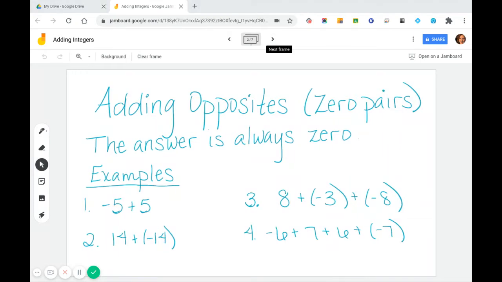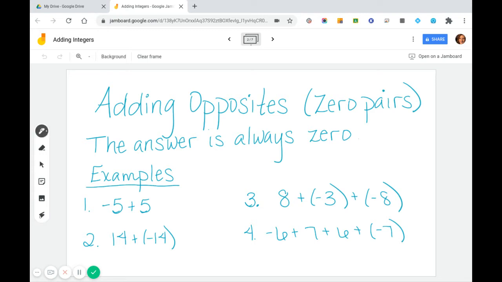When you're adding opposites, in the previous video, when we talked about what integers actually are, we talked about how opposites have the same absolute value. It's just one's to the left side of the zero and the other's to the right side of the zero. Opposites are also called zero pairs because when you put them together, they equal zero. If you think of it like money, if I have $5, but I'm paying $5, I'm going to break even. If I have 14 and I'm paying 14, I'm going to break even. They cancel. They give you zero.